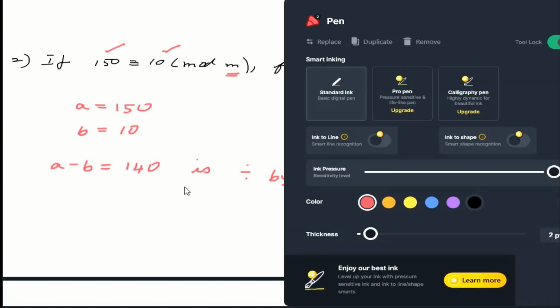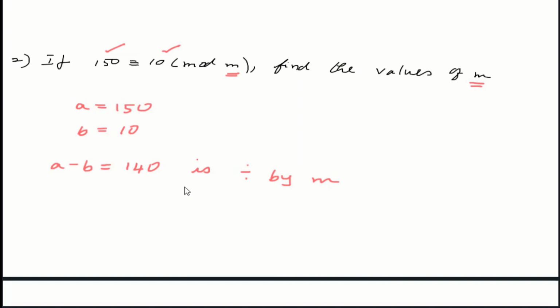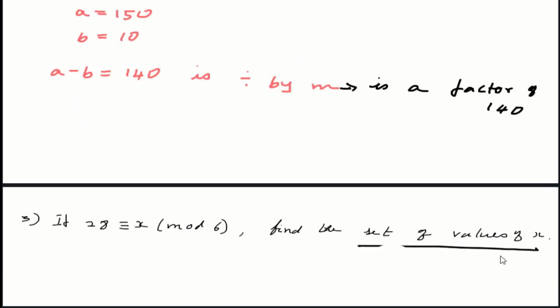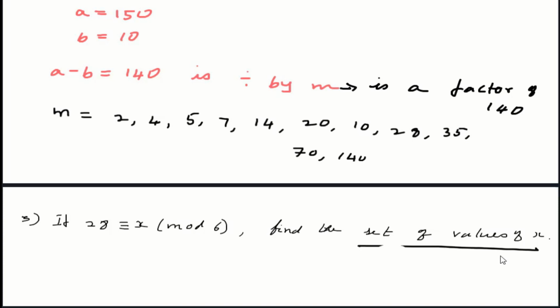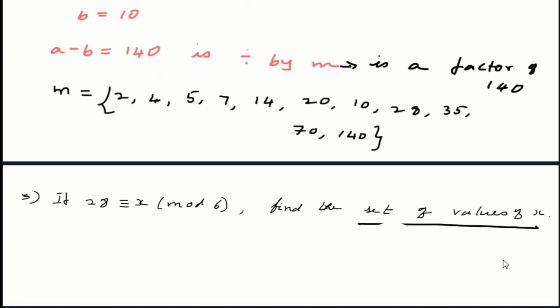So what are all the values of m? 140 is divisible by m means m is a factor of 140, correct? Then only you can divide 140. m is equal to 2, 4, 5, 7, 10, 14, 20, 28, 35, 70, 140. I have not mentioned 1 here because the theorem says other than 1. Now let us move on to the next sum.